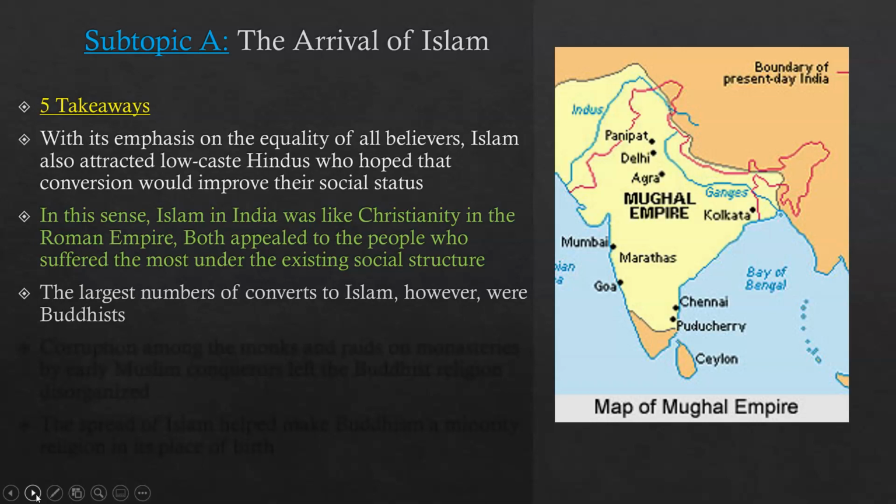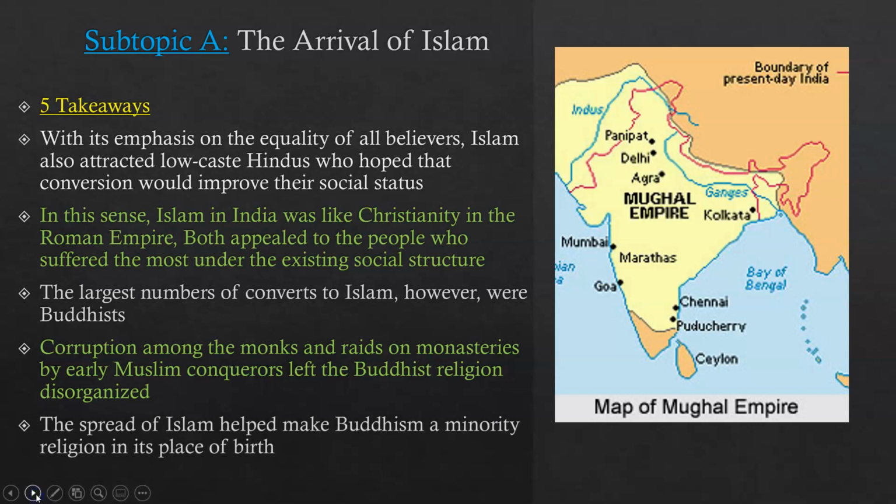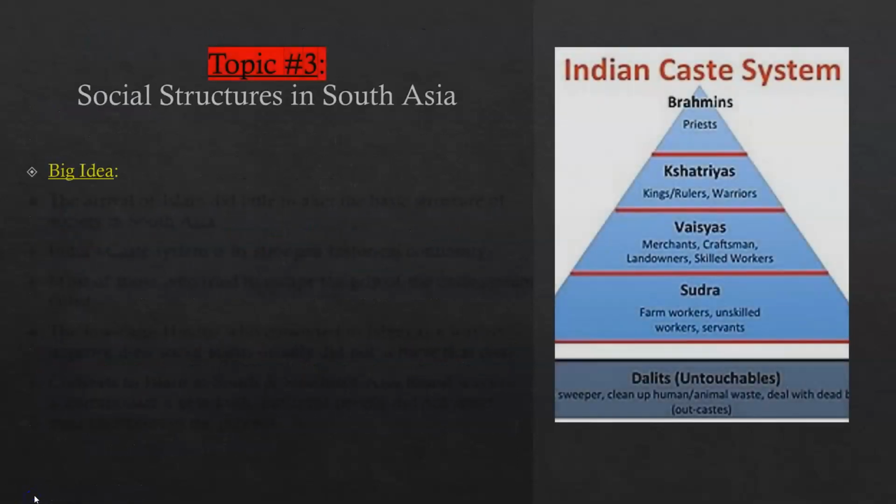The largest numbers of converts to Islam, however, were Buddhist. Corruption among the monks and raids on monasteries by early Muslim conquerors left the Buddhist religion disorganized. The spread of Islam is going to help make Buddhism a minority religion in the place of its birth in India, which is another point I want to drive home. Very common mistake. A lot of people think Buddhism started and originated in China. That's not true. It's huge in China. However, it starts in India. It's going to make its way to China. We'll talk about that later too. But remember, India is the birthplace of Buddhism.